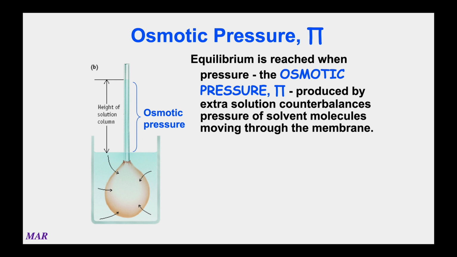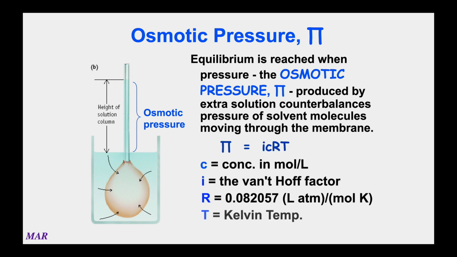Anyway, osmotic pressure pi, which is the same as osmosis, osmotic pressure pi equals iCRT. Now, C is the concentration of the solution in moles per liter. i, if you need it, is the van 't Hoff factor we talked about in the last section. So ionic compounds will have i's of 2, 3, stuff like that, but the organic covalent pieces will just have i's of 1.